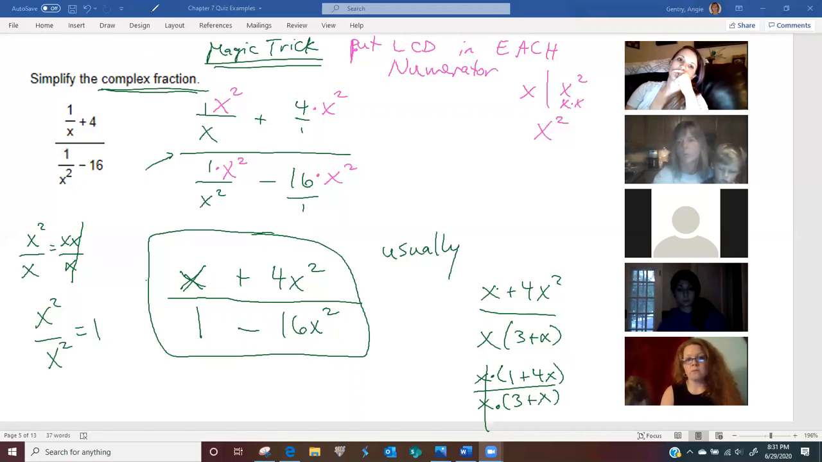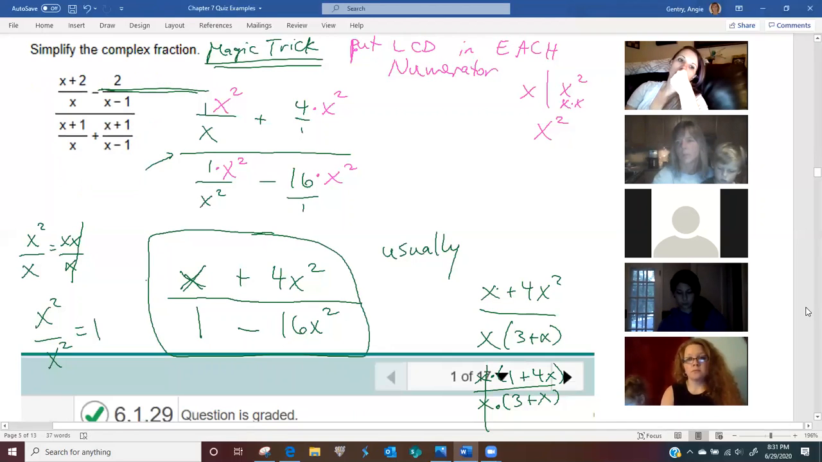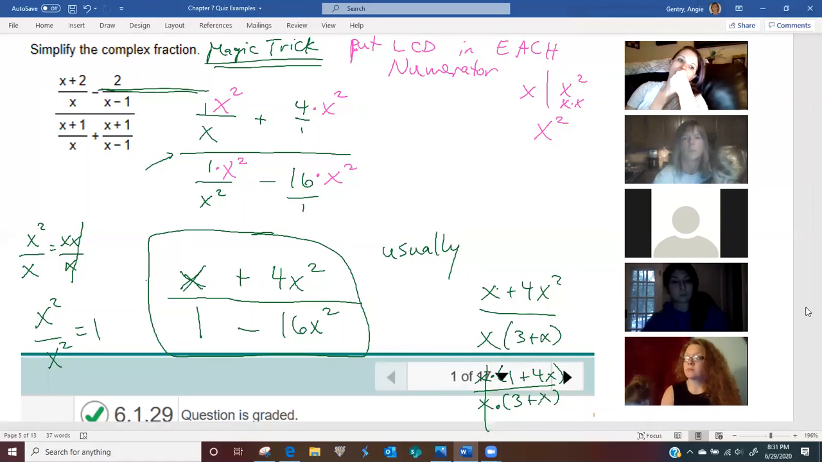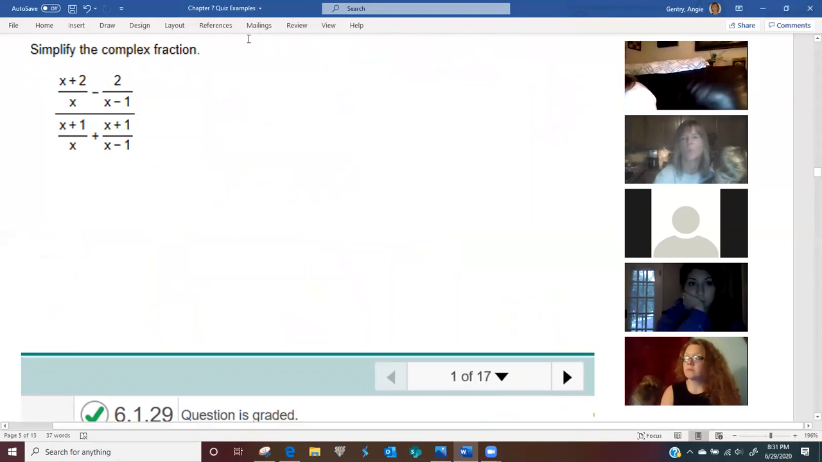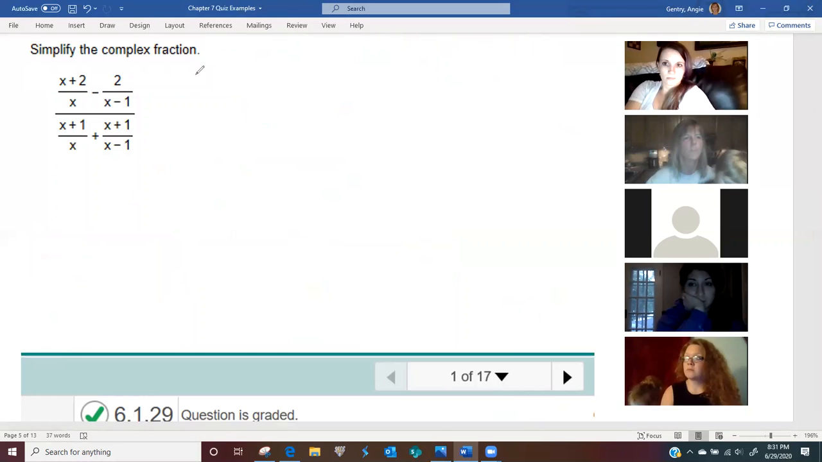And we're going to scroll down. And I'm just going to show you what the LCD is on the next one. Now that I messed that word problem up, I'll have to figure that out in the middle of the night. That's a brain teaser. Okay, so some complex fraction again.